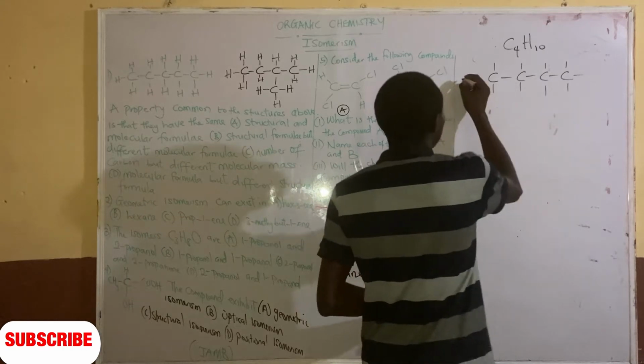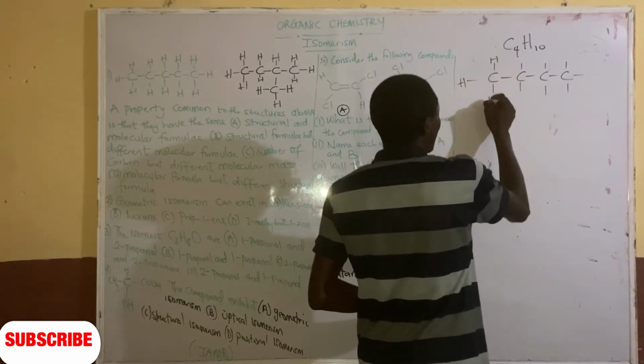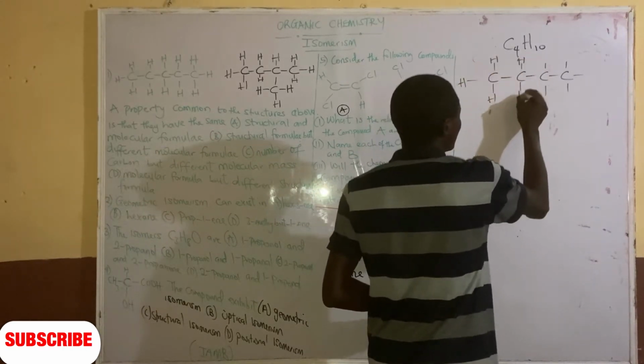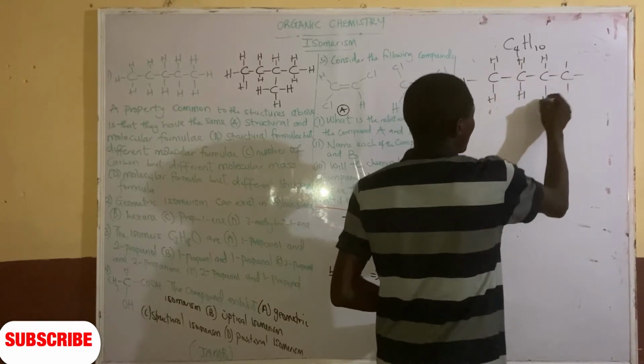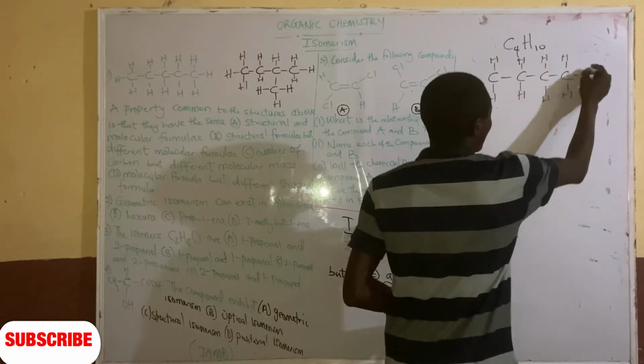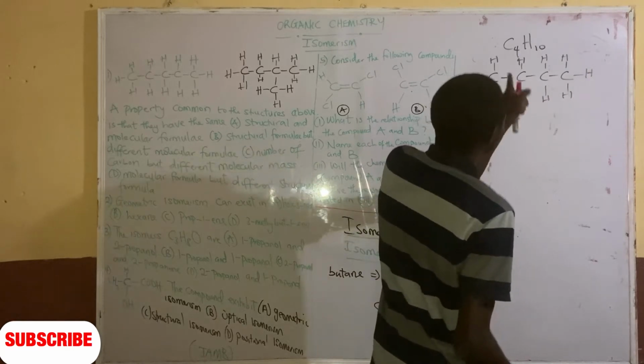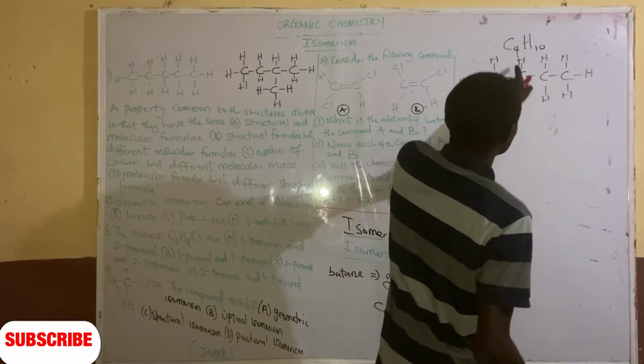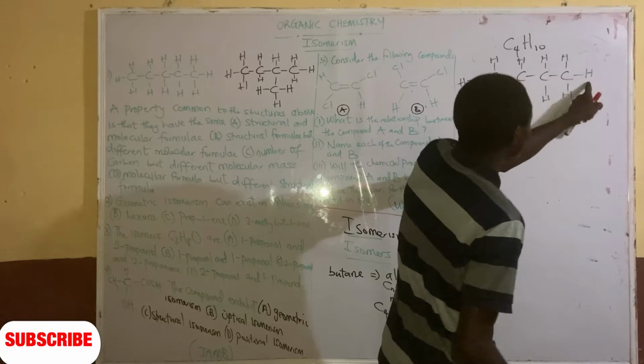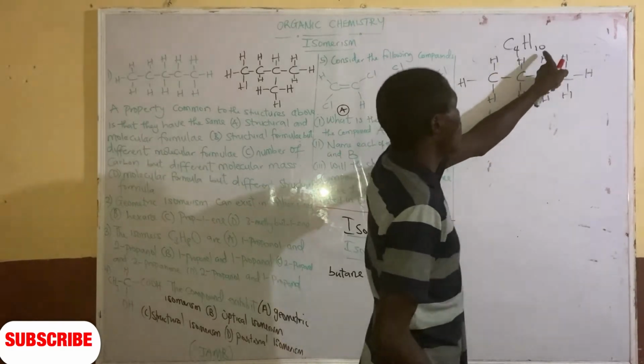So you fill it up with hydrogen. You must have 10 hydrogen altogether: 1, 2, 3, 4, 5, 6, 7, 8, 9, 10. So you can see it is C4H10.